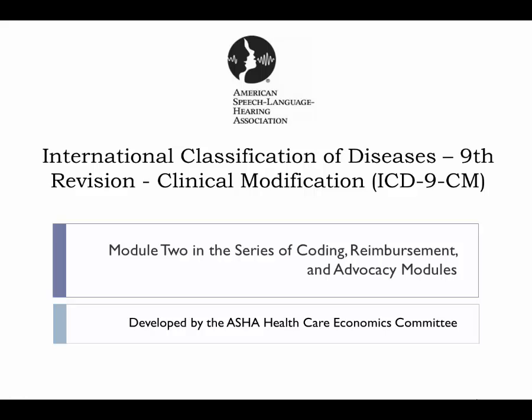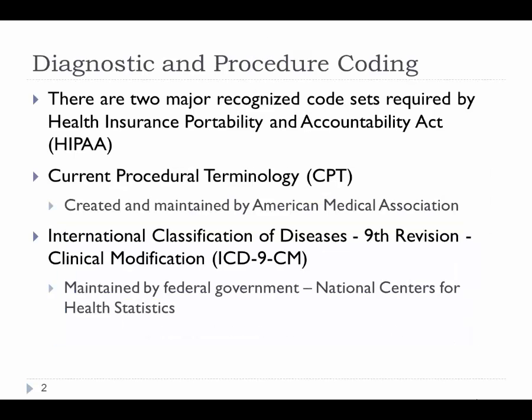This module is the second in a series of reimbursement-related topics. In Module 1, we introduced the concept of the two major recognized healthcare code sets, the Current Procedural Terminology, or CPT codes, and the International Classification of Diseases 9th Revision Clinical Modification, or ICD-9 CM. CPT codes are created and maintained by the American Medical Association and comprise Level 1 of the Healthcare Common Procedural Coding System, or HCPCS. Diagnostic codes are found in ICD-9 CM.